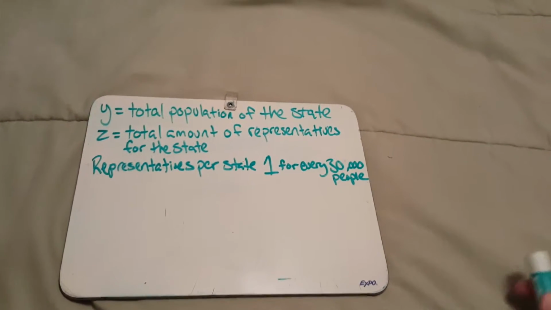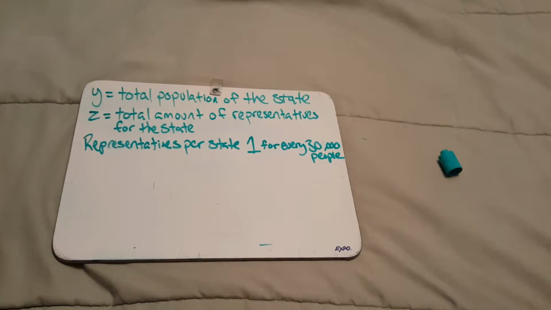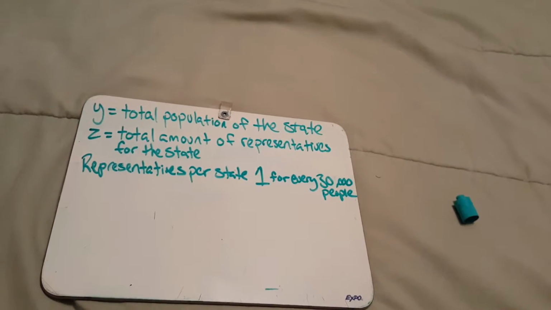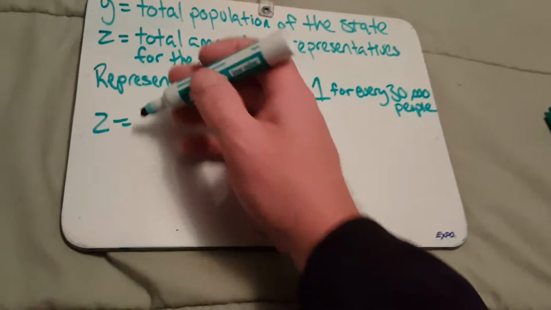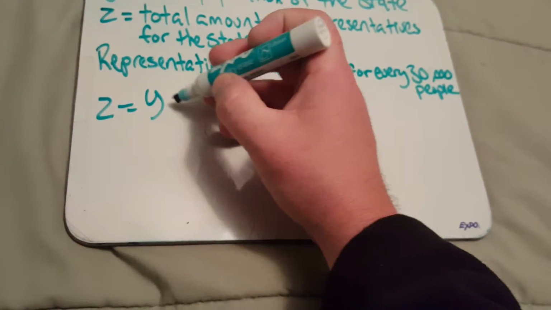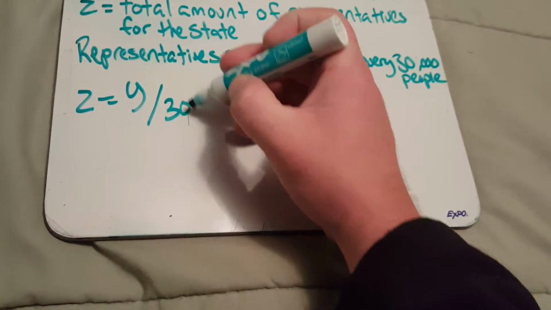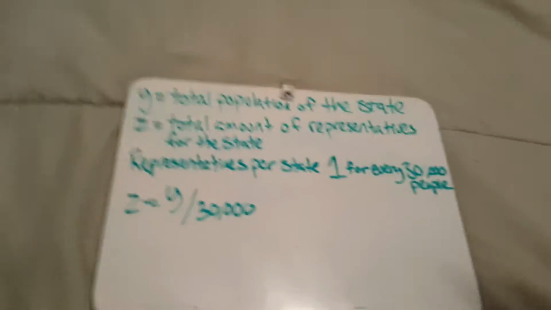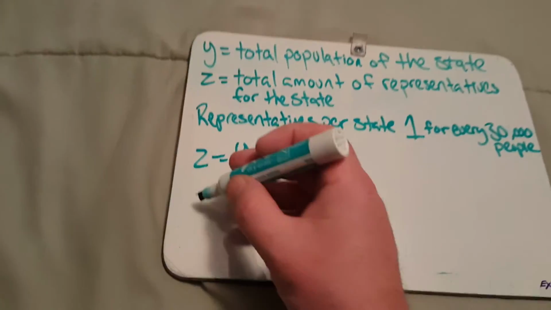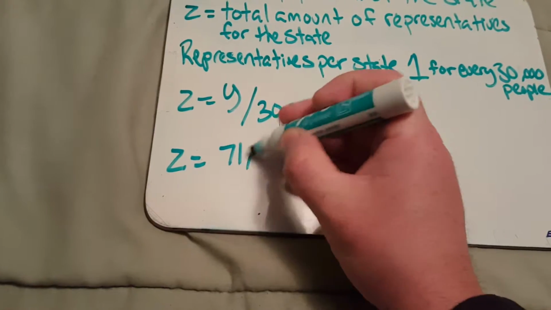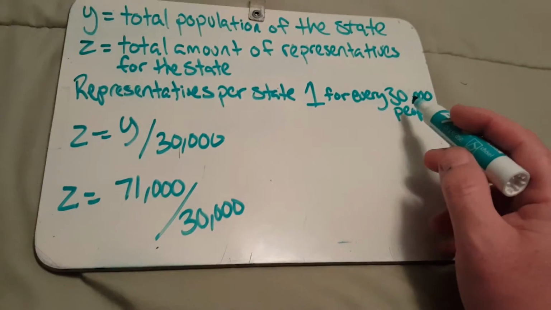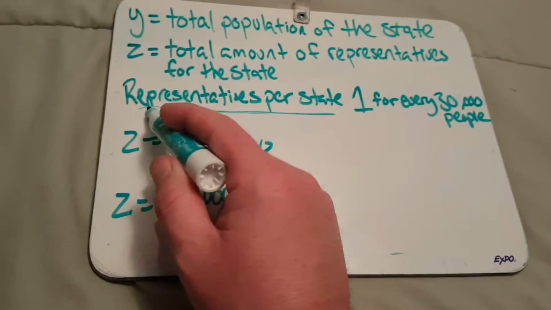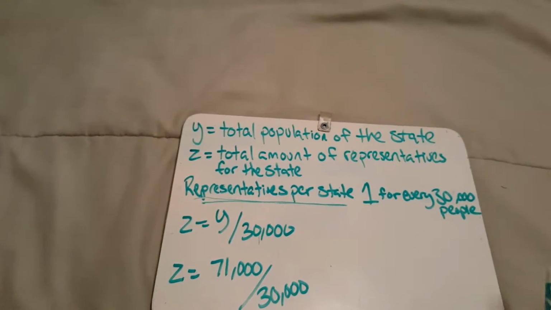So what in the world does that look like? Like how am I going to try to create an equation to solve this problem? Well, it looks like this. We have our Z. The total amount of representatives for the state is Y over 30,000. Now, the last wonderful activity that I taught you, we found out what Y is. And Y is 71,000 over 30,000. Because remember, the 30,000 is what the Congress or the people at the Constitutional Convention said.